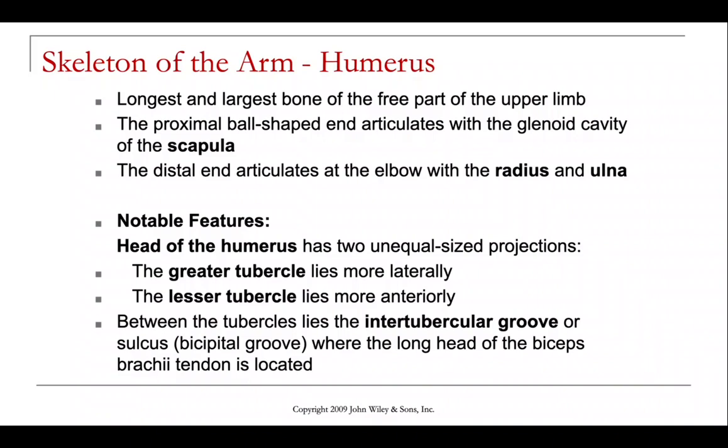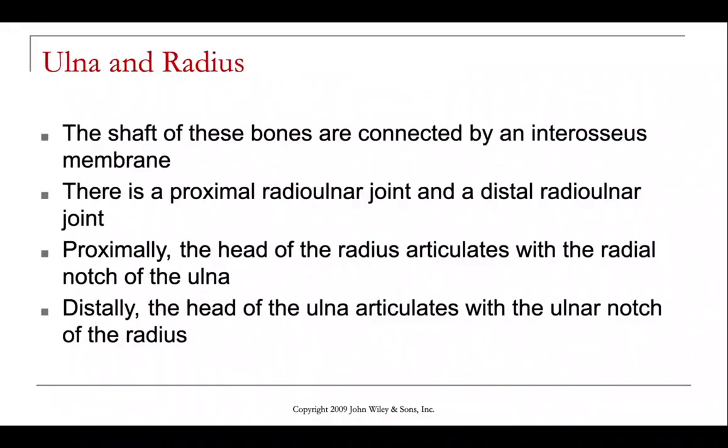So if the arm is rotated a little bit funny in there, you can have impingement occur if that tendon is not lying right in the groove. So the shaft of the ulna and radius are going to be connected by the interosseous membrane. You've got a proximal radial ulnar joint and a distal radial ulnar joint. So at the proximal end, the head of the radius articulates with the radial notch of the ulna. At the distal end, you're going to have the head of the ulna articulate with the ulnar notch of the radius.